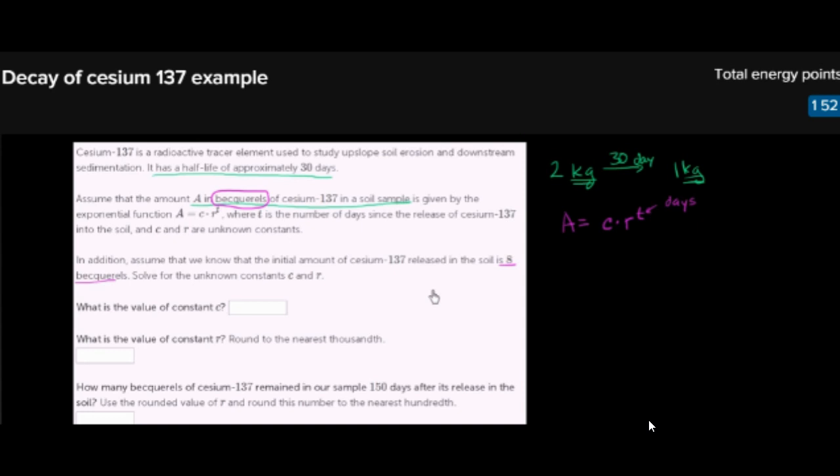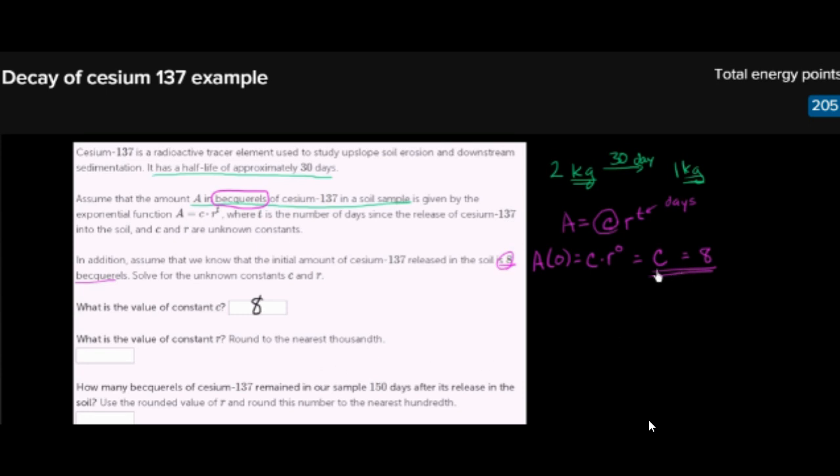So the initial amount in the soil is when T is equal to 0, when no days have passed. So the amount at time 0 is going to be equal to C times R to the 0 power, which is just C times 1, which is equal to C. And they tell us what A of 0 is. They say A of 0 is 8 becquerels. So our constant C is just going to be equal to 8. What is the value of the constant? We can just write 8 right over there. Then they ask, what is the value of the constant R? Round to the nearest thousandth.